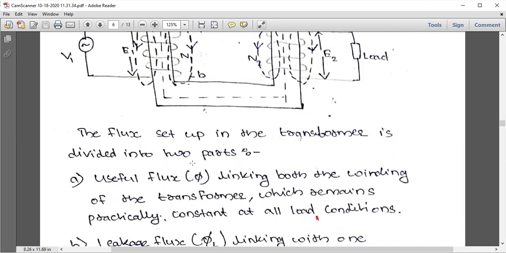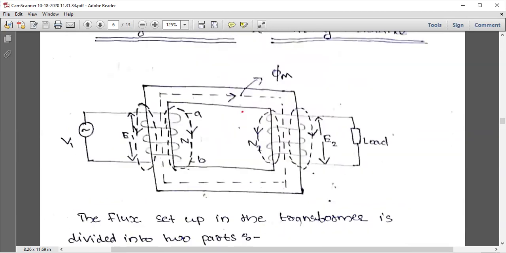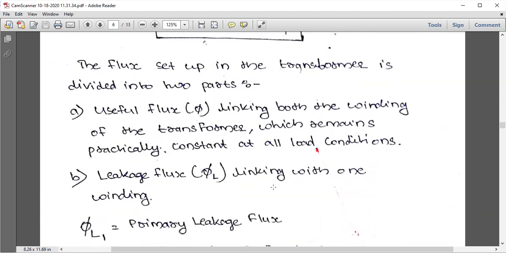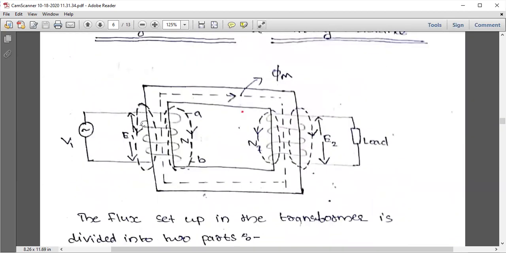So the flux set up in the transformer is divided into two parts. One is the useful flux, denoted by phi, linking both the windings of the transformer, which remains practically constant at all load conditions. That is, this phi m is the phi here. And then we have the leakage flux phi L linking with one winding. So here this is the leakage flux, and here we have the leakage flux also, because that is leaking into the air gap.